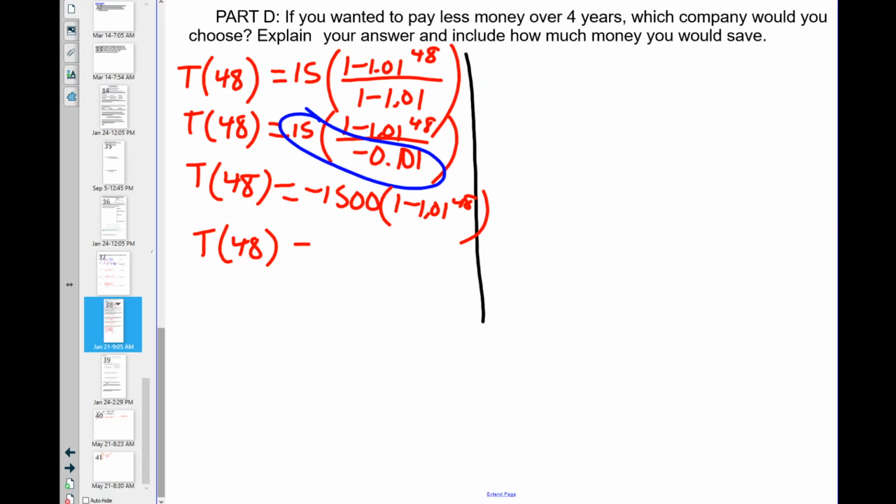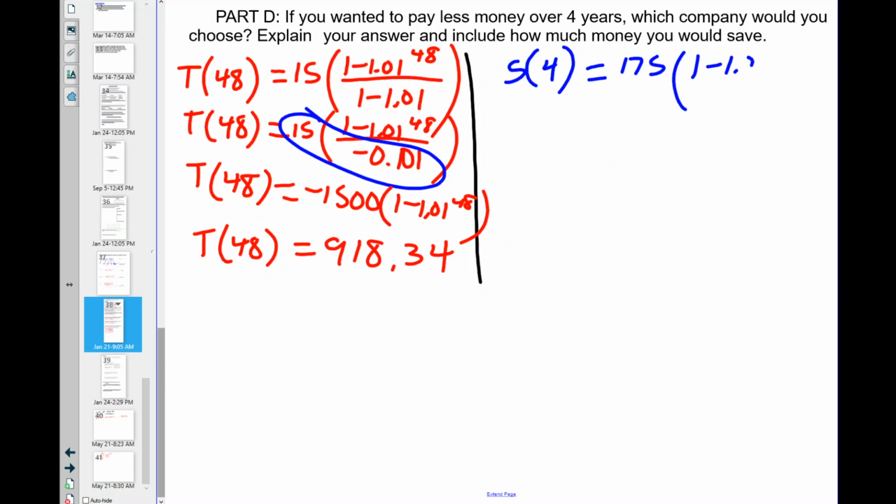So we spent $918.34 with company A. Let's say this is Netflix. Netflix cost us that much. But now let's go check Hulu. Hulu, we called it S, and it was based on years. So I could just put S at 4 years, was equal to, what was my first payment there for the first year? 175, but then it was 1 minus 1.2 to the power of 4 over 1 minus 1.2.